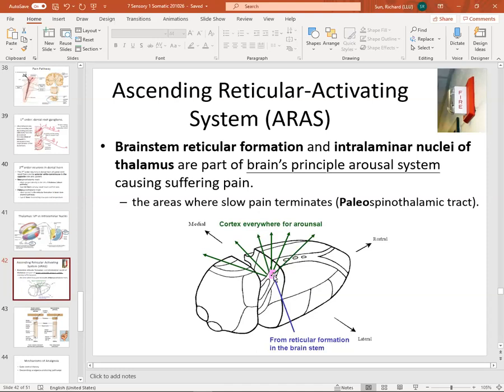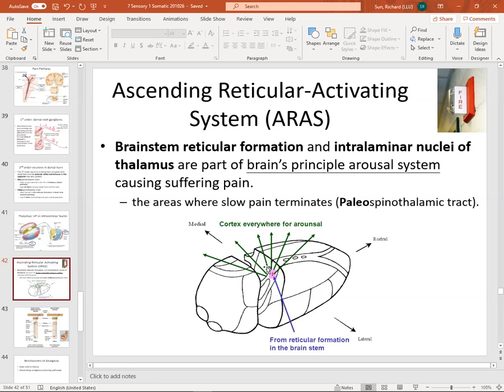So the system from the reticular formation to the intralaminar nuclei together forms the ascending reticular activating system. This one is part of the brain's principal arousal system, causing suffering pain. So the pain signal coming here from type C through these paleospinothalamic tracts into the reticular formation right here, sends signal into the intralaminar nuclei, and it will make the pain even more painful.